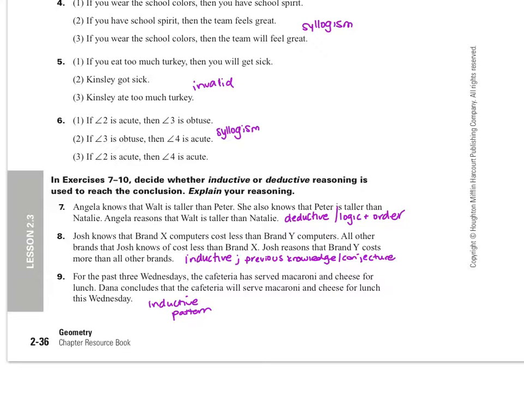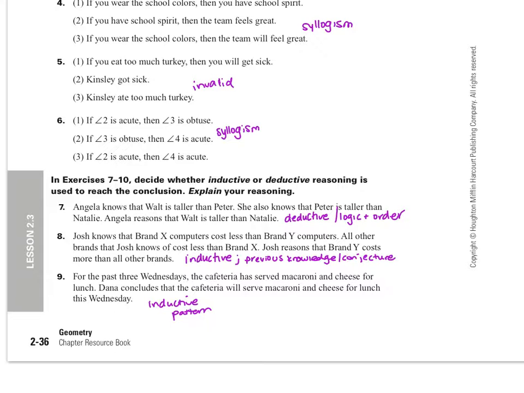All right, then it says decide whether it's inductive or deductive reasoning. Inductive is based on a pattern. Deductive is based on facts. So 7, Angela knows that Will is taller than Peter. She knows that Peter is taller than Natalie. That word knows tells you a lot. It's confirmed, which would be deductive. And then it said explain your reasoning, and that could be in your own words, but that's logic or order or fact, something like that.